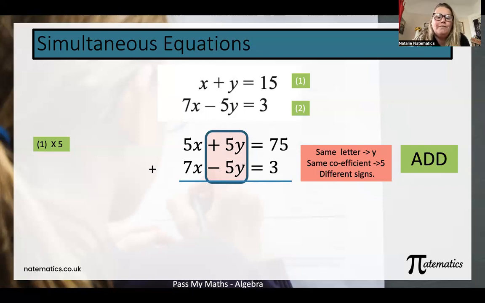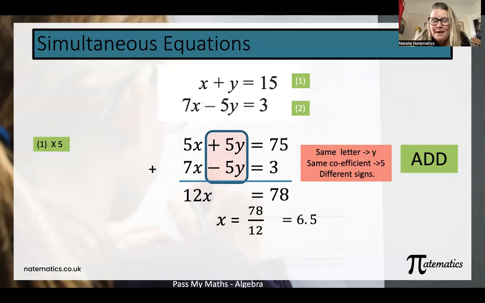Okay, so we've got 5x plus 7x, 12x, plus 5 plus minus 5 is 0. And then 75 plus 3 is 78. So now we've got a single step equation. 12 lots of some number I don't know is 78. So therefore divide 78 by 12 to get my answer. And I can work that out as 6.5.